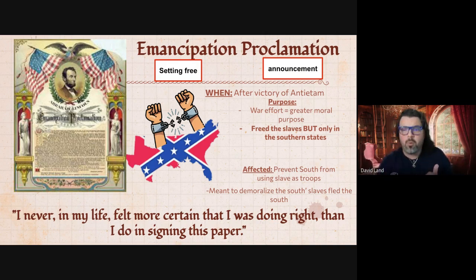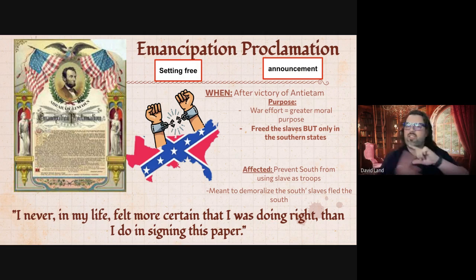He wants to demoralize the South. He also wants to prevent the Confederates from using the slaves as troops because they were running out of troops through the war. He also wants to prove to the African American community, I'm on your side now. I'm going to fight for you.